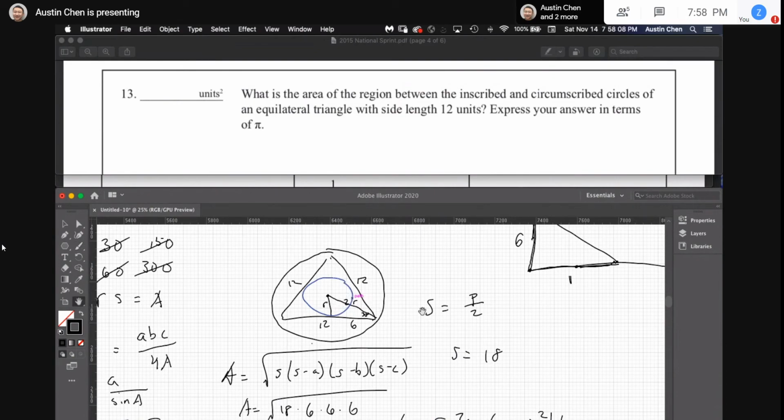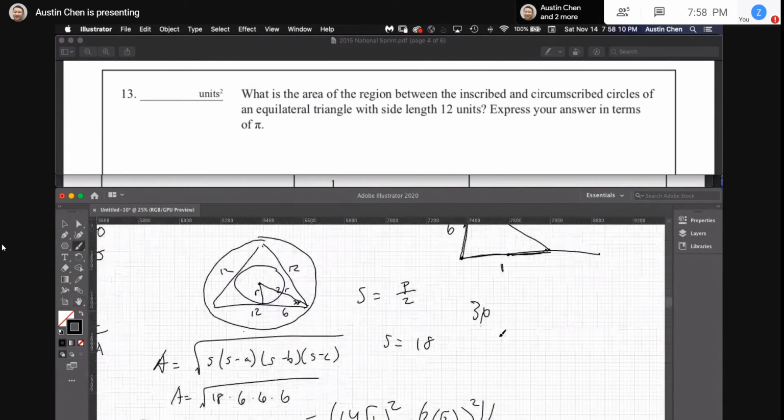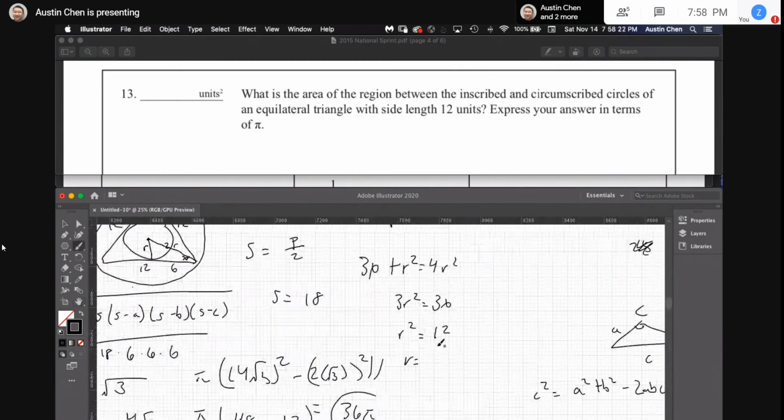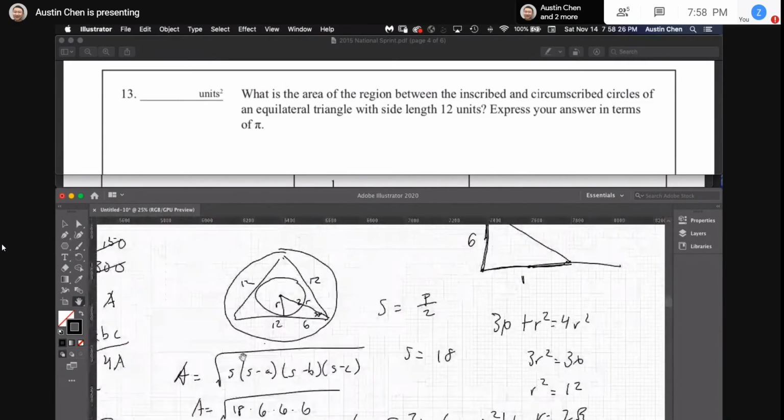So then we can use Pythagorean theorem. So then 36 plus r squared equals 4r squared. So then 3r squared equals 36. And then r squared equals 12. And then r will equal 2 root 3. Right, so that's the same thing that we got before.